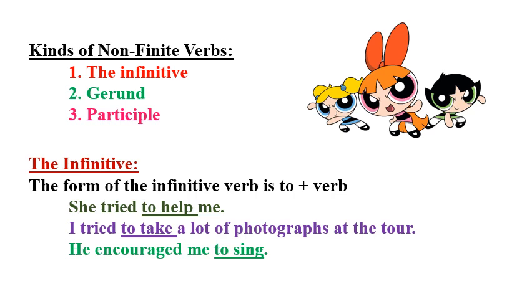Look at the first example. She tried to help me. The infinitive verb is to help. I tried to take a lot of photographs at the tour. The infinitive verb is to take. He encouraged me to sing. And here the infinitive is to sing. Easy, right?